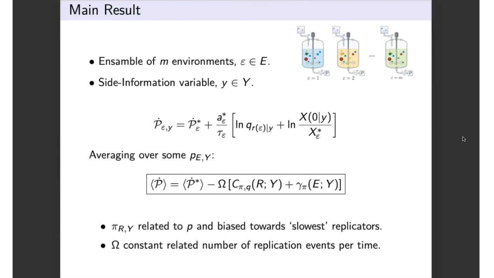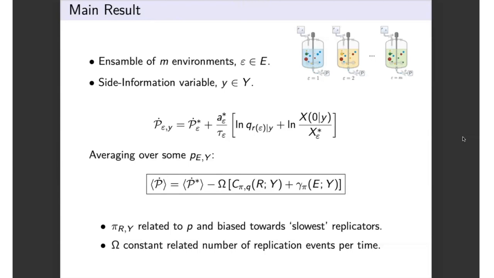So this pi distribution, you just work it out. But it's interesting to see that it's biased towards the slowest replicators. And so that's something that I wanted to mention. Again, if you want exact expressions for this, I can show them to you. But at the moment, I think I want to focus on this form here. This from here to here is just taking averages over P, E, Y. So there's no magic involved.